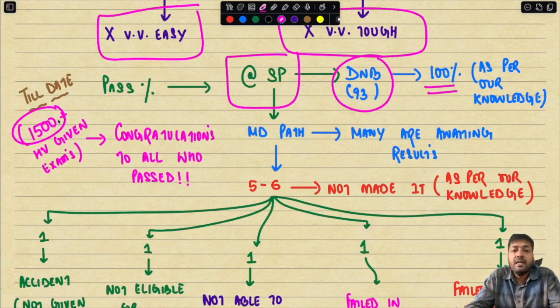Now, what is very important is that many of the MD pathology students are under the impression that because we are in the MD pathology course, it is very easy for us to pass. It is not like that. Yes, MD pathology in comparison to DNB is easier to pass, but it is not a cakewalk. It is not a free pass. You cannot just come, give the exam, do anything as per your wish and pass. This is the message I want to give you.